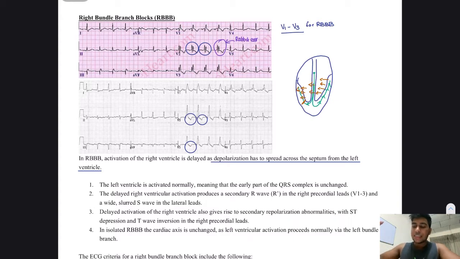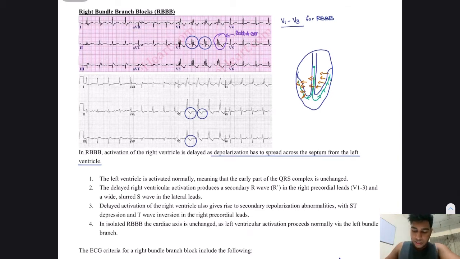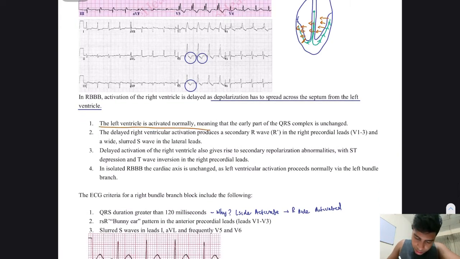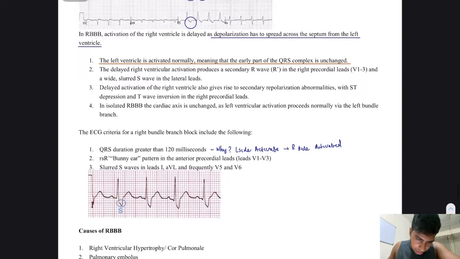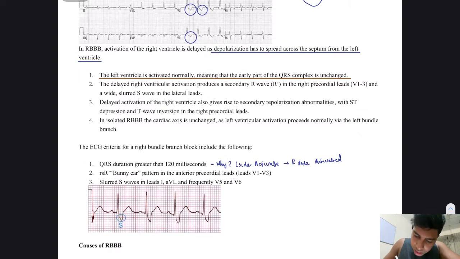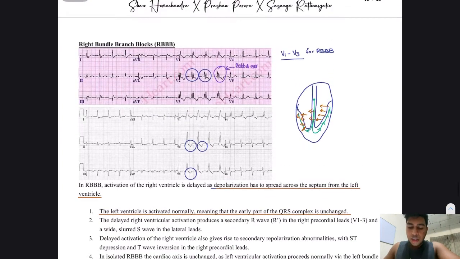The left ventricle is activated normally. Next, depolarization has to spread across the septum from the left ventricle. Now think carefully and tell me which leads will show right bundle branch block changes, showing that the right ventricle did not contract at the same time as the left.